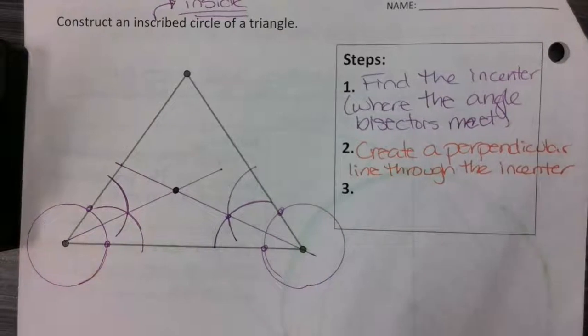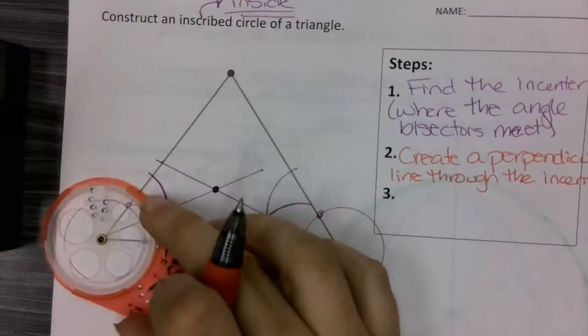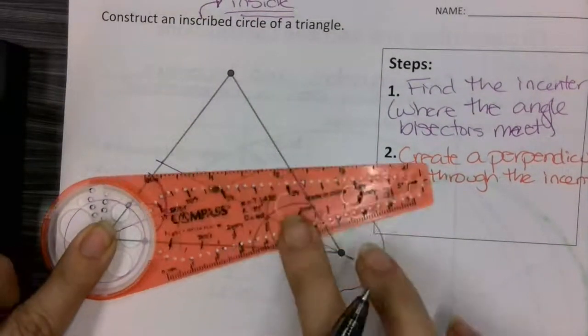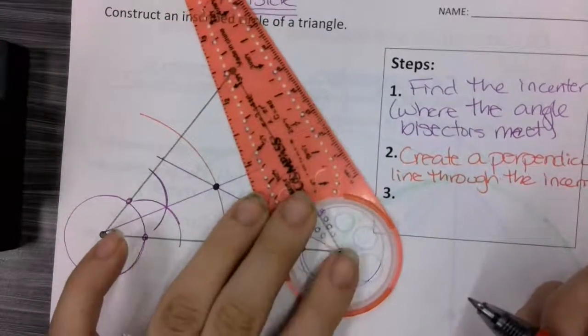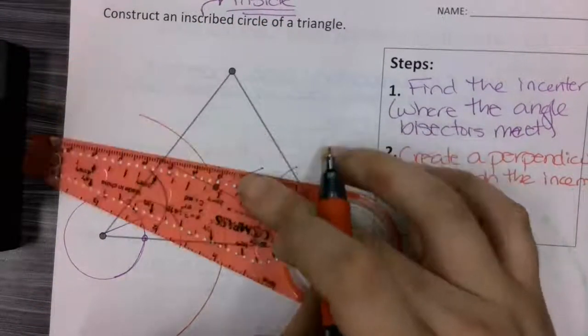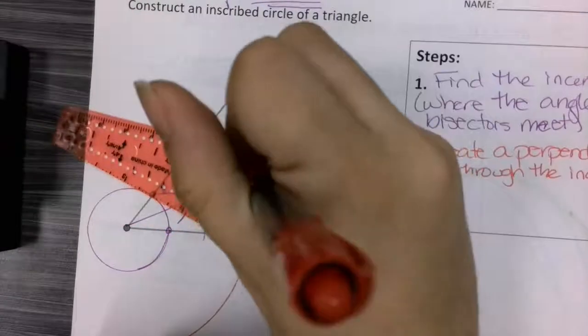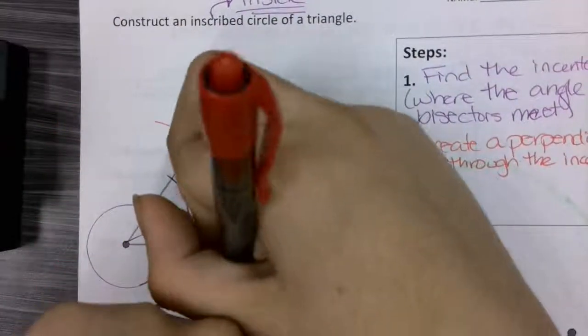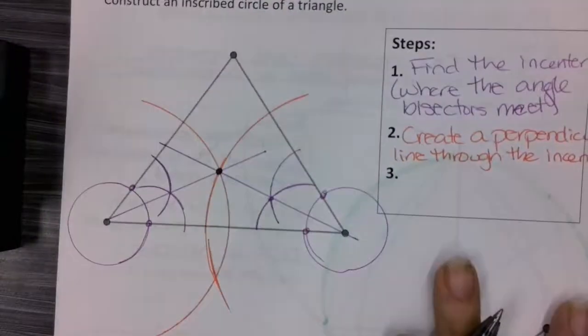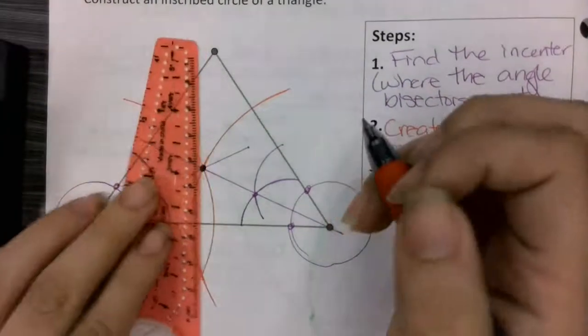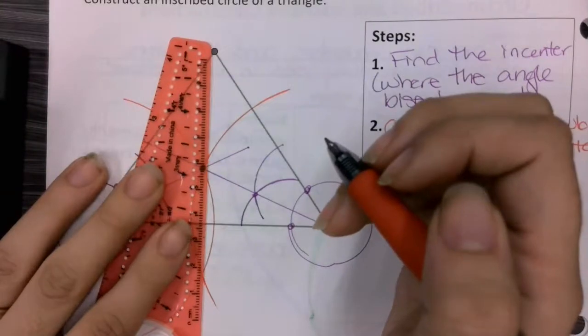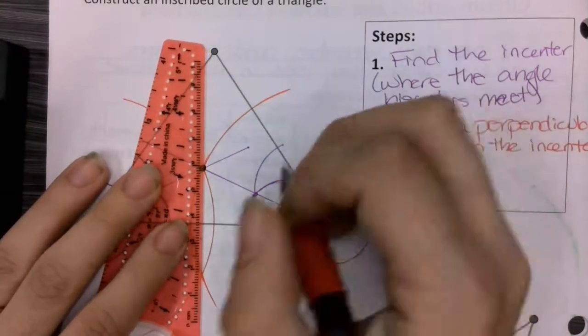Okay, so to create my perpendicular line, I'm going to put my gold piece here and center on the incenter. So then where the two points cross, I draw my line.